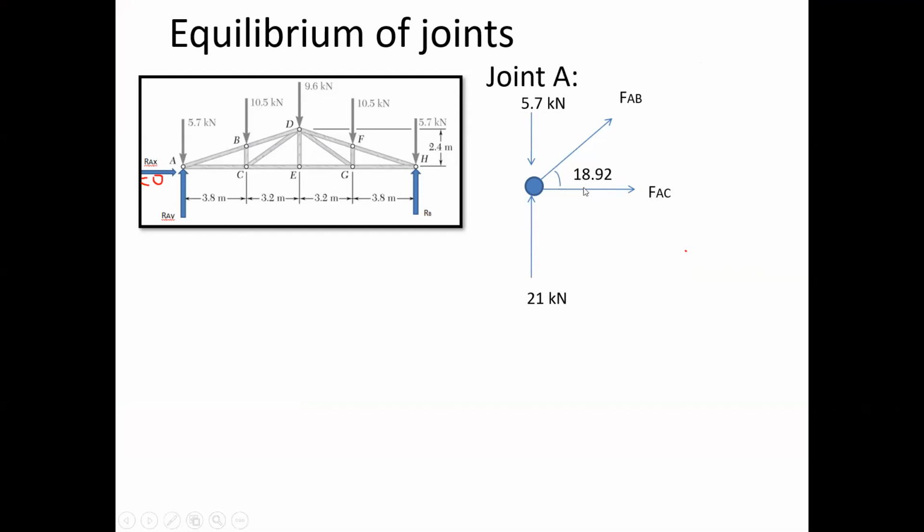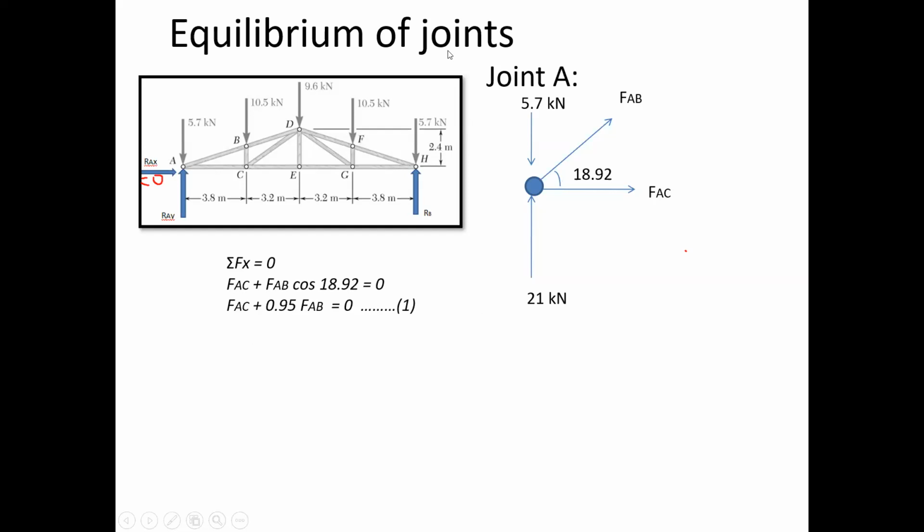Now, after getting this, we have to calculate FAB and FAC. For that, we can use conditions of equilibrium, as we have a concurrent force system. For a concurrent force system, we have two equations of equilibrium. The first equation is summation Fx equals 0. So FAC plus FAB cos 18.92 equals 0, so FAC plus 0.95 FAB equals 0, and let us say this is equation number 1. Now similarly, use the equation of summation Fy equals 0, and you tell me the value of FAB.